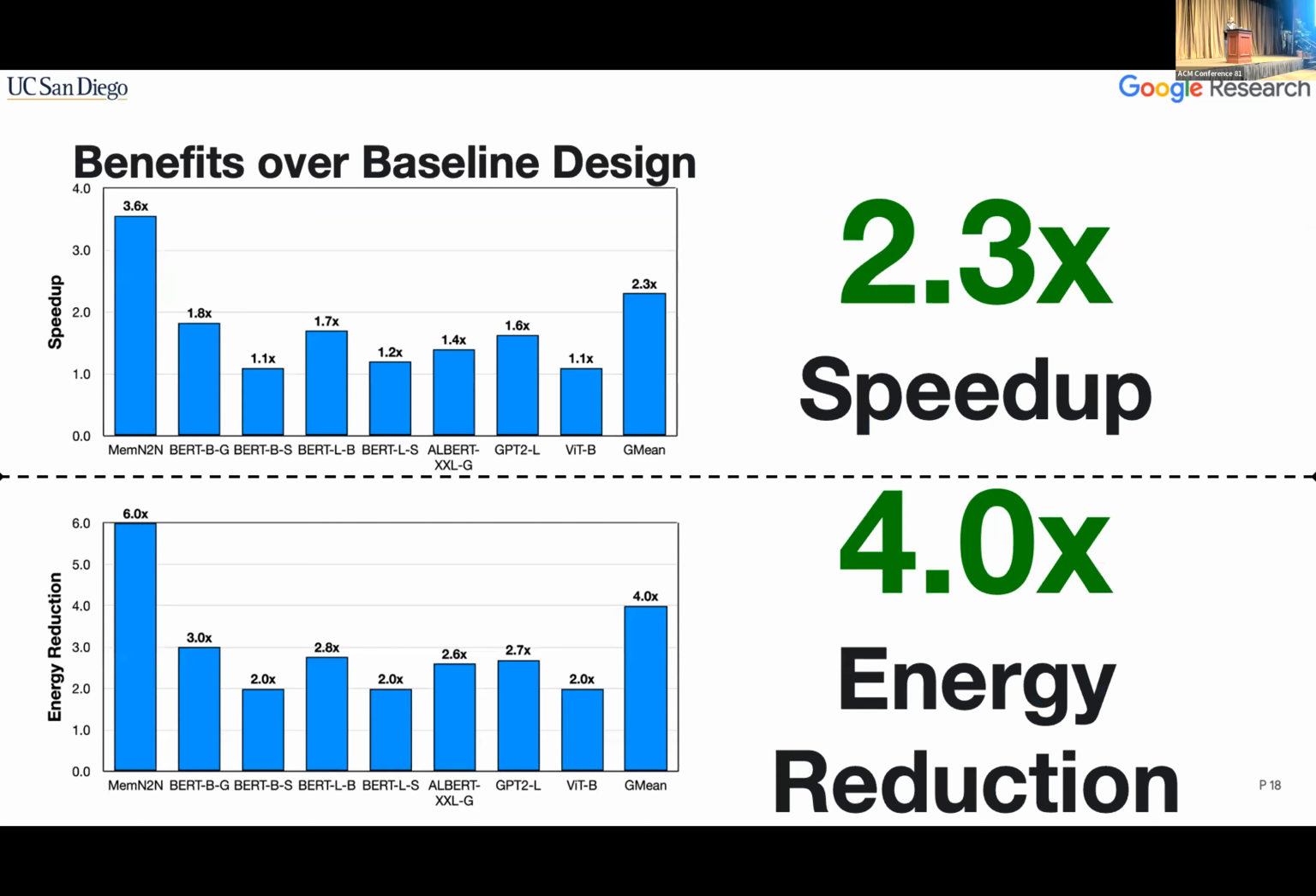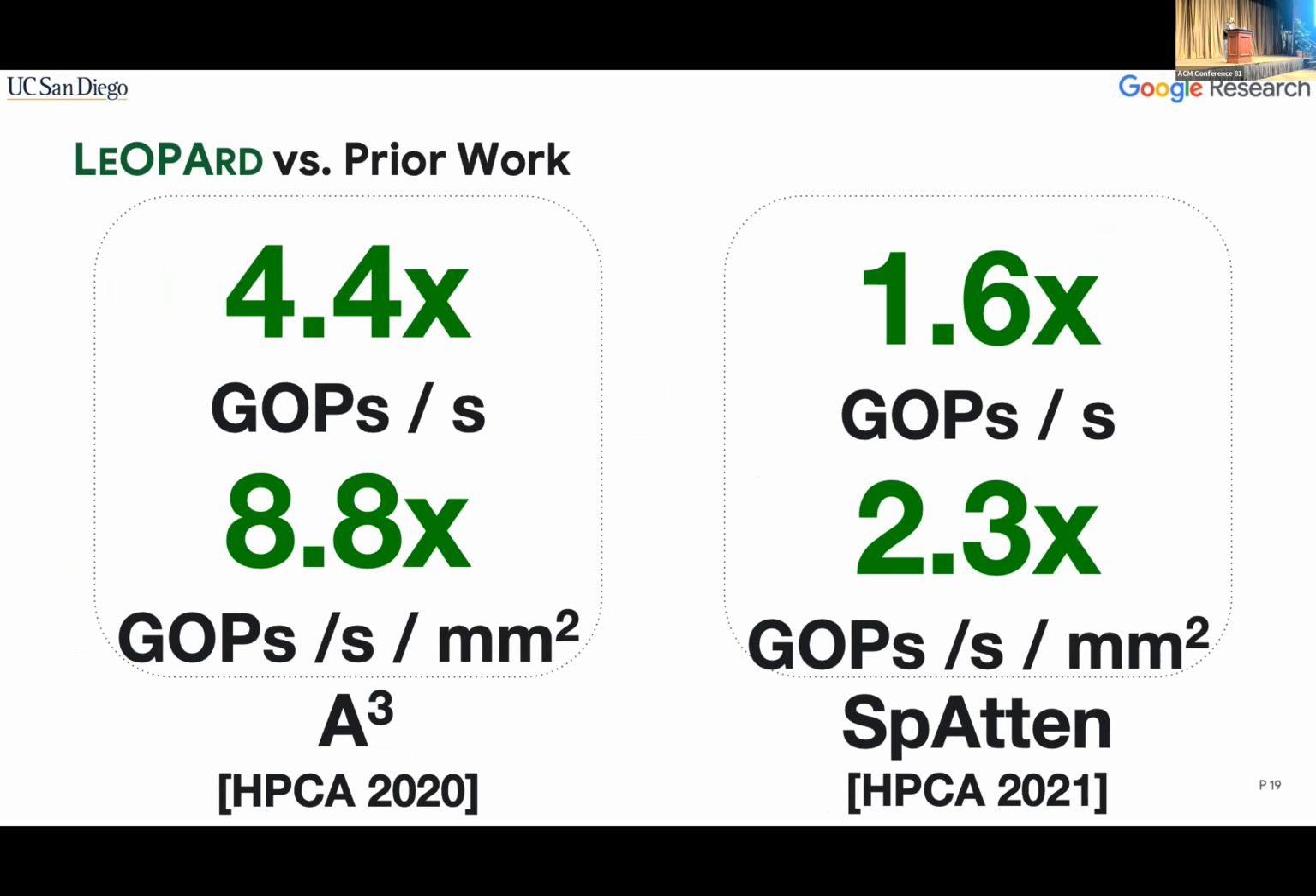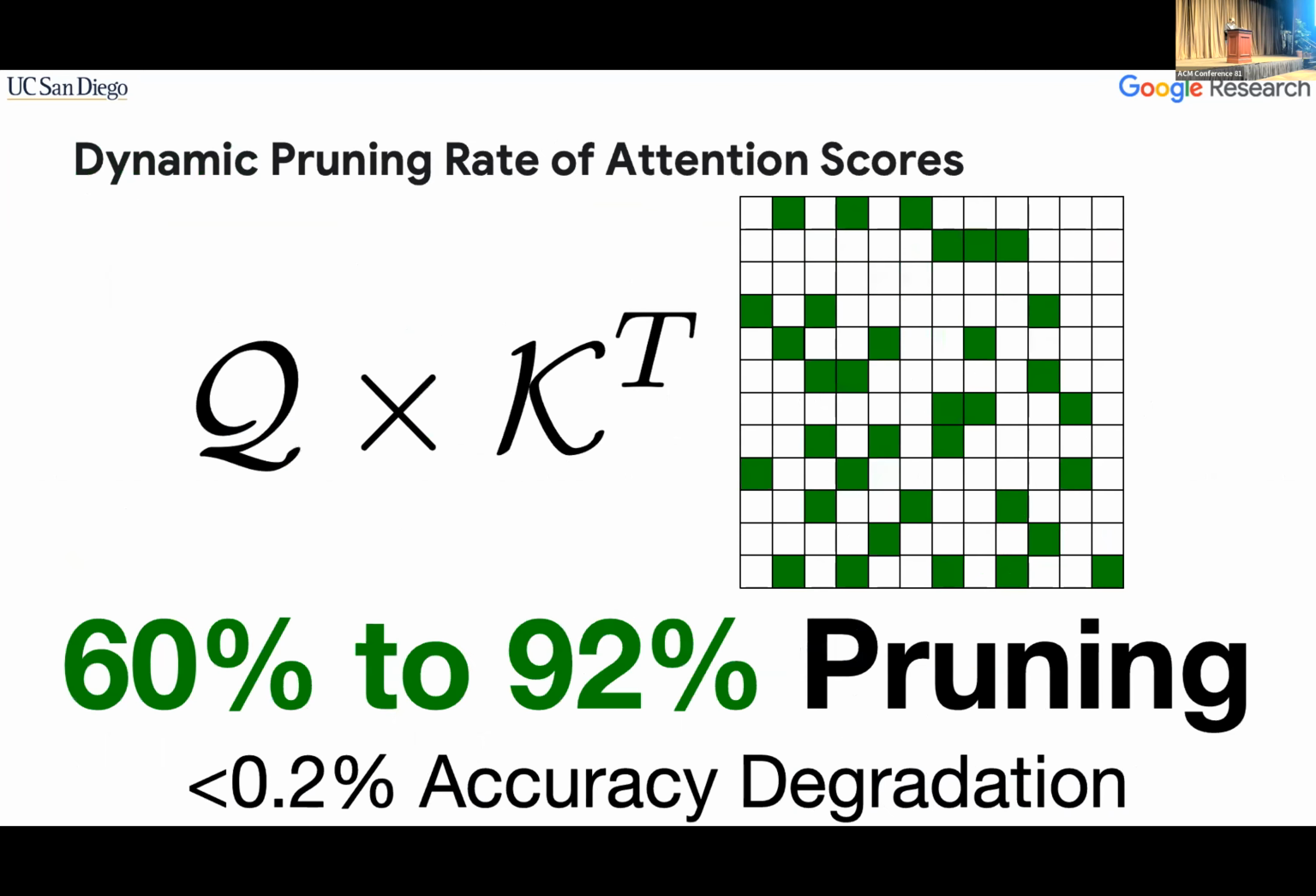So overall, compared to a baseline method which doesn't have any of these pruning and early bit termination, we get 2.3x speedup and 4x energy reduction. Comparing to the prior work in terms of throughput and area efficiency, compared to A3, which is an approximate approach, we get 4.4x throughput and 8.8x area efficiency. For SPADN, we get 1.6x throughput and 2.3x area efficiency.